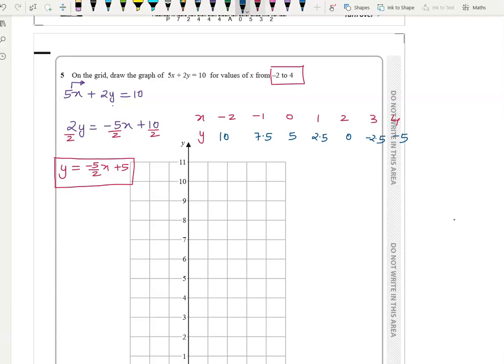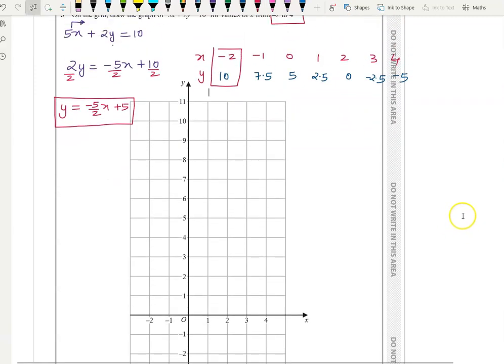So the first point is when x is minus 2, the value of y is 10. So when x is negative 2, y is 10, so this is your first point. When x is minus 1, y is 7.5, so it will be somewhere in between. When x is 0, y is 5.